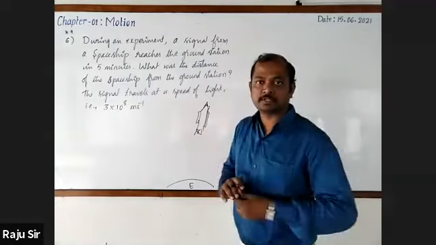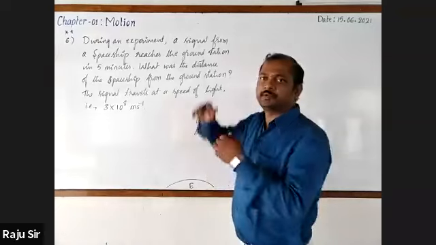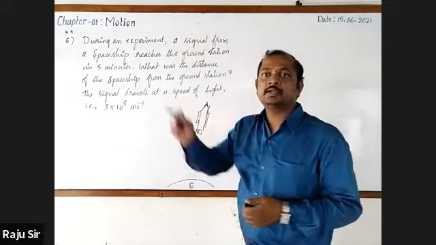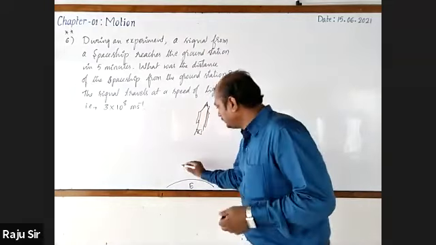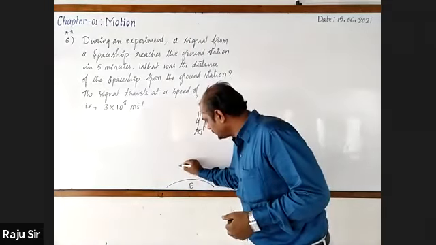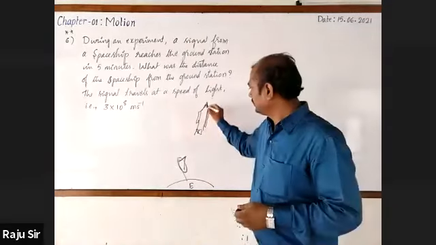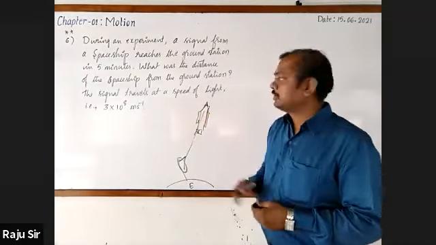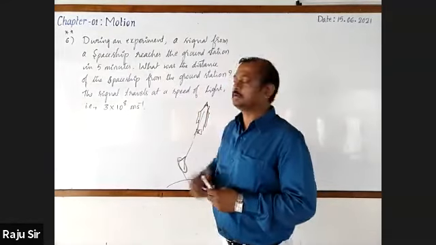This is the spaceship. It is launched from the ground. Then after reaching some height, it sends the signals. And that signal is to be received by the receiver. This is the receiver. Look at it. Now you may go through the statement.